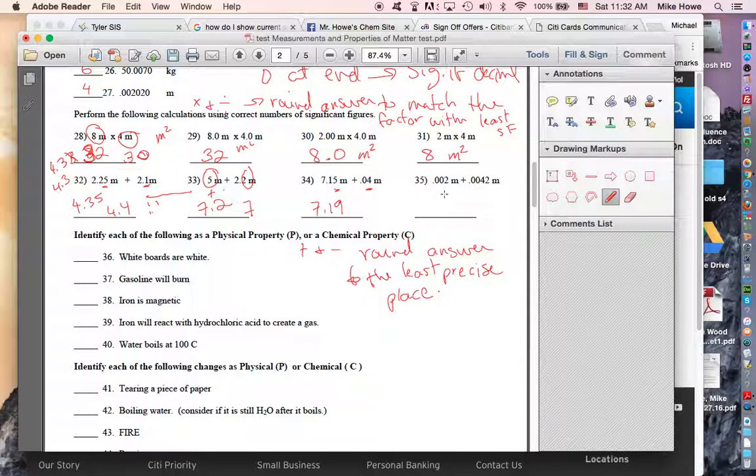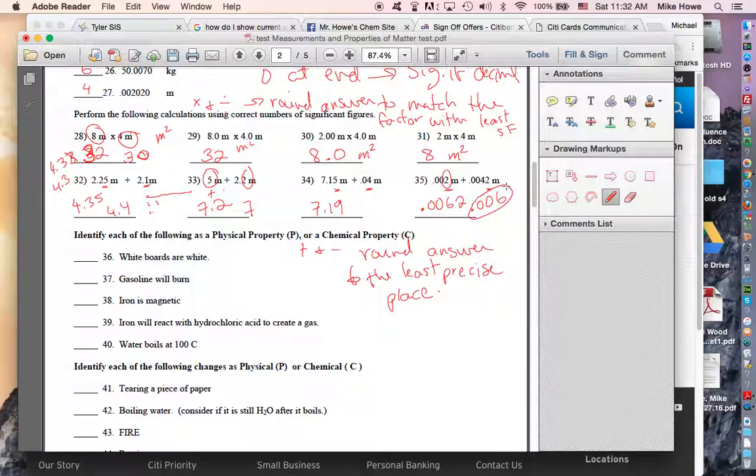Well, 0.002 has a 2 in the thousandths place. The 0.0042 has a 2 in the ten-thousandths place. So your answer is 0.0062. But which is less precise? That 2 right there is, because that's only the thousandths. This is the ten-thousandths, which is more specific. So less precise is there, so your answer has to be 0.006, and that's your final answer for that one.